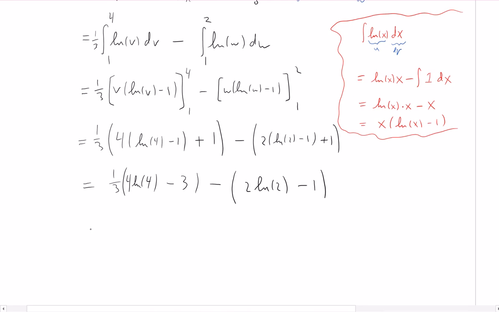Okay, now distribute one last time. Now we have 4/3 log 4 from this term. And now let's write this term. Minus 2 log 2. And now let's do these two terms. So minus 3/3 is minus 1. Minus negative 1 is plus 1. So those actually cancel. So the blue terms don't actually show up. And so now we're actually done. This is our answer.